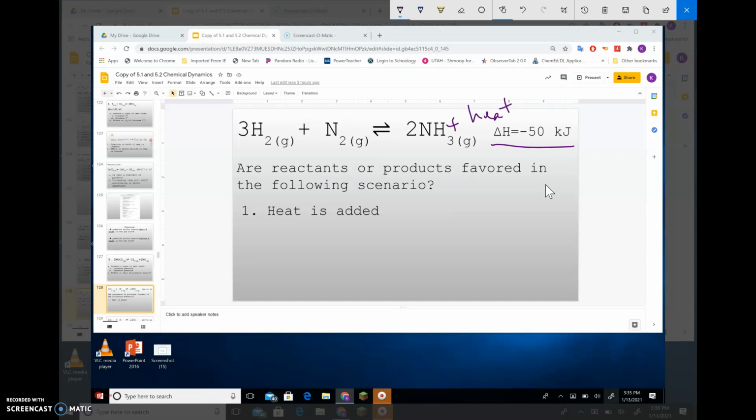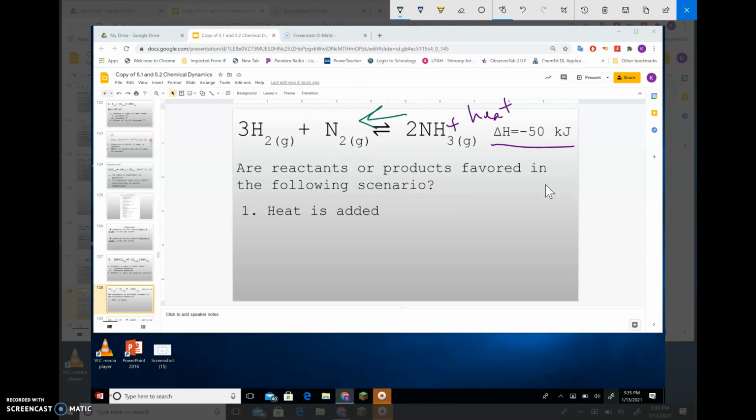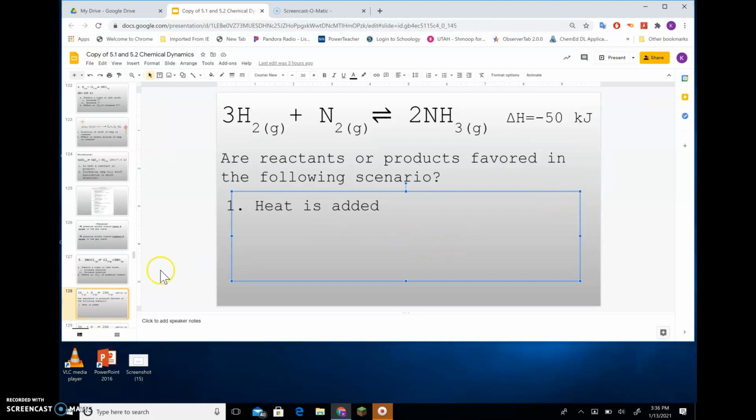Okay, and if heat's added, remember, heat added, move away; removed, it stays. So since heat's on that product side and we're adding to the heat, it's going to shift to the opposite direction of where the heat is, so it's going to shift to the left. Okay, that's what's happening there. Let's look at our next one.